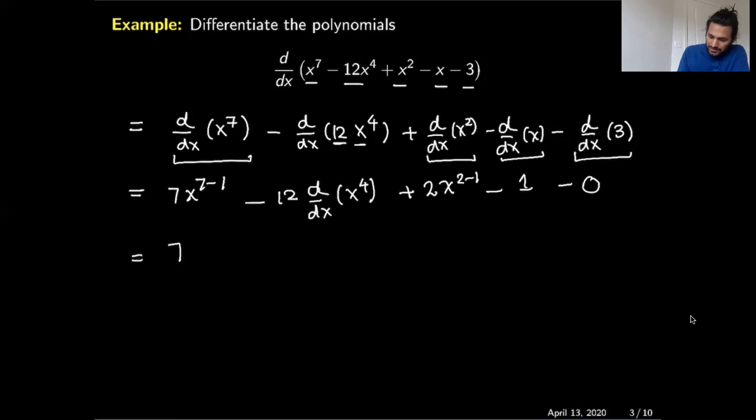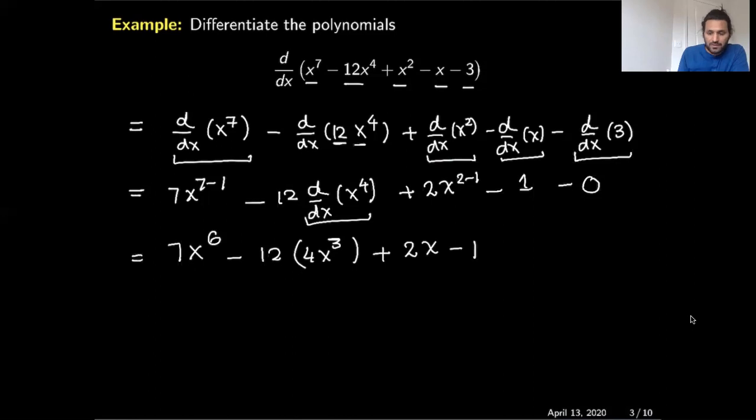So let's simplify. This is x to the power now 6. And this is a 12. And here again, this is a power function. So it's going to be a 4x to the power 4 minus 1, which is a 3. And this is a 2 minus 1 x to the power 1 minus 1.